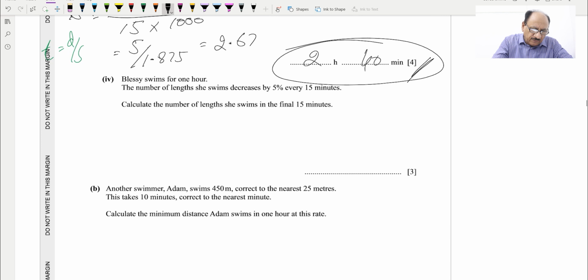Now the fourth part, it says Belle swims for 1 hour. The number of lengths she swims decreases by 5% every 15 minutes. So calculate the number of lengths she swims in the final 15 minutes. So this is like depreciation. The formula for depreciation is amount is equal to principal into 1 minus r over 100 raised to power t. This is the formula which we will be using.